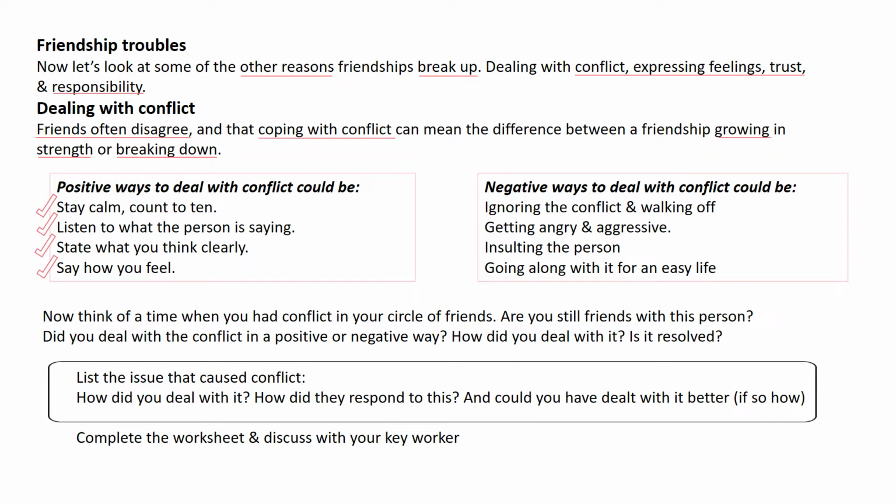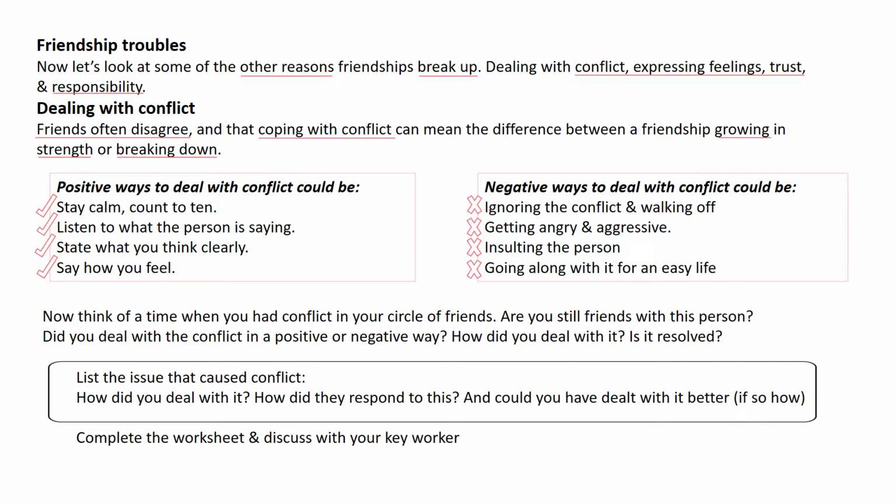Negative ways to deal with conflict. Now they could be ignoring the conflict and walking off, getting angry and aggressive, actually insulting the person, or just going along with it for an easy life.